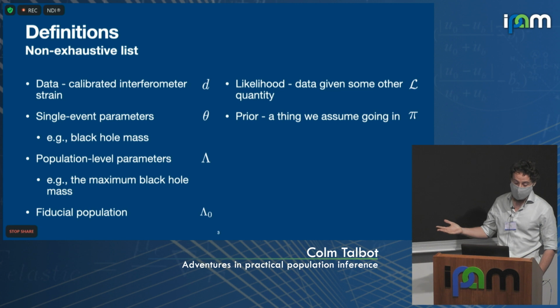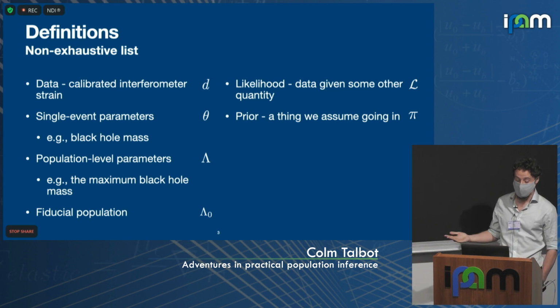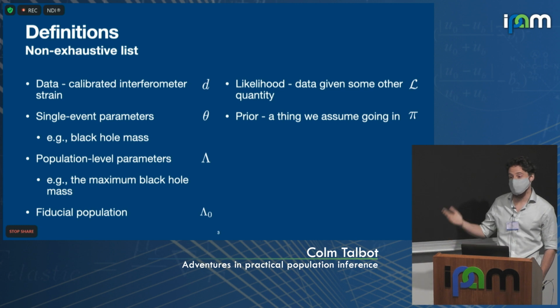Then this lambda will be population level parameters, so these are anything that's common between many events. So it could be the maximum black hole mass, it could be the Hubble constant. Any of these are population level parameters.